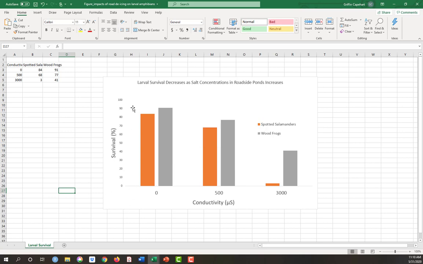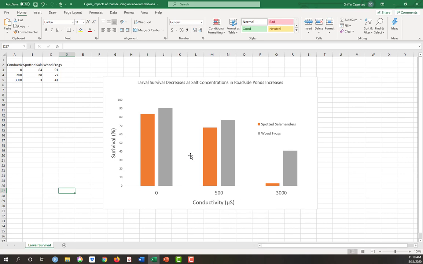This particular data set is looking at the survival of larval amphibians, specifically spotted salamanders and wood frogs, in roadside ponds. These salamanders and frogs live in a part of the country where they often have to salt roads to make sure the snow and ice doesn't freeze on the road, making the road really treacherous. And this salt often runs off into these ponds and makes the water very salty. Conductivity here is a measure of how salty a solution is. The more salty it is, the higher the conductivity.